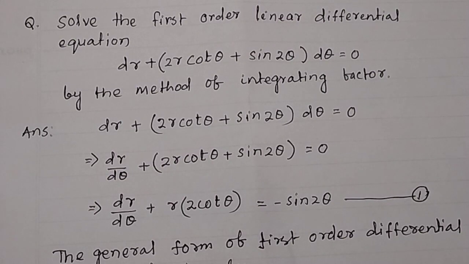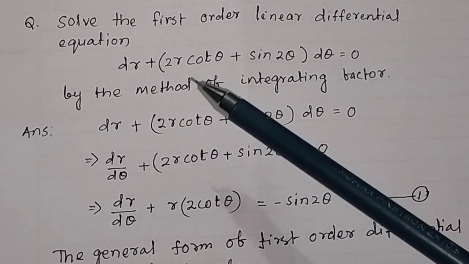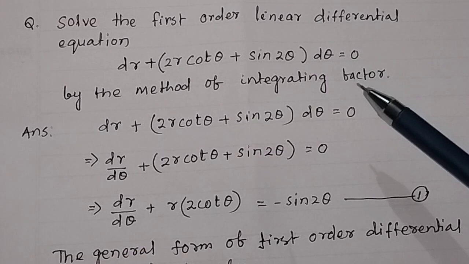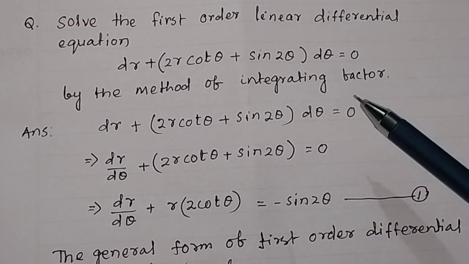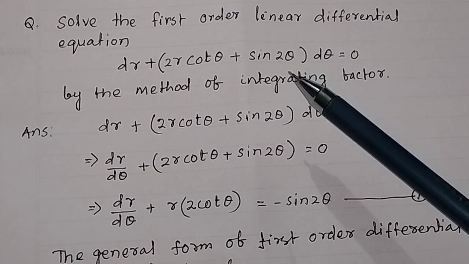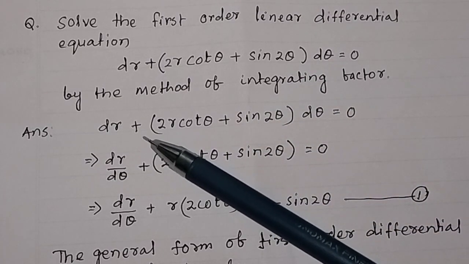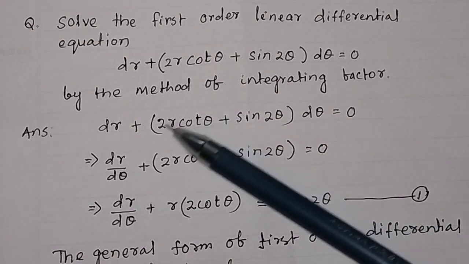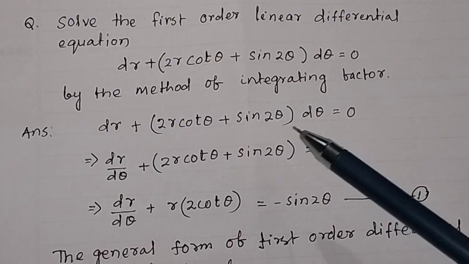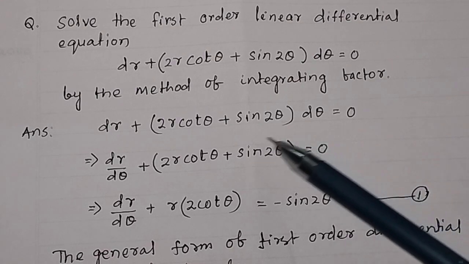It is given to solve the first order linear differential equation dr plus 2r cot theta plus sin 2 theta d theta is equal to 0 by the method of integrating factor. So here the variables are r and theta. So rearranging the equation, dr plus (2r cot theta plus sin 2 theta) d theta is equal to 0.